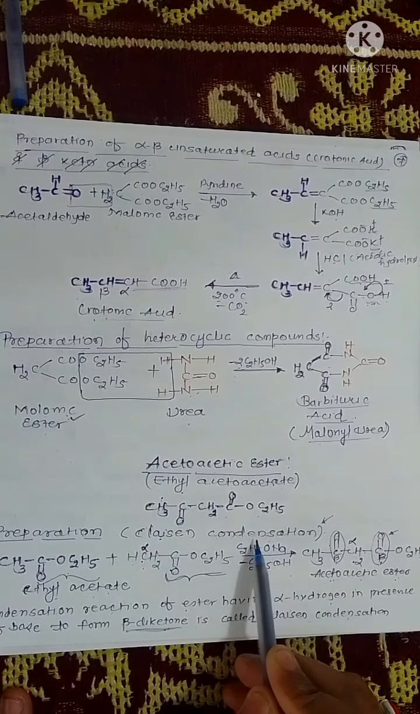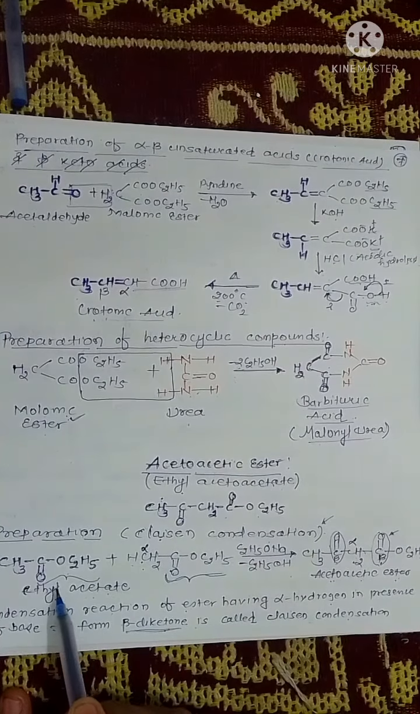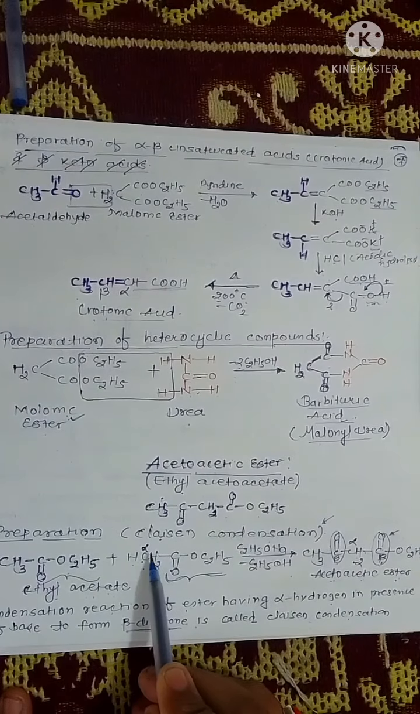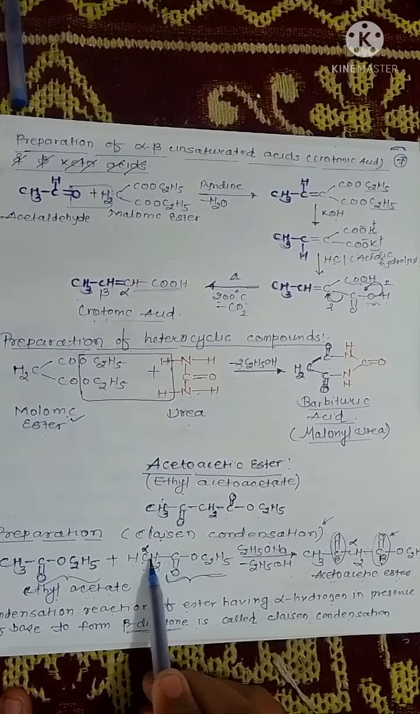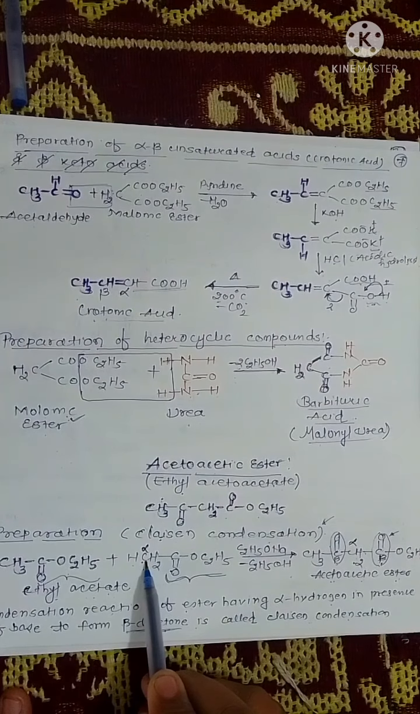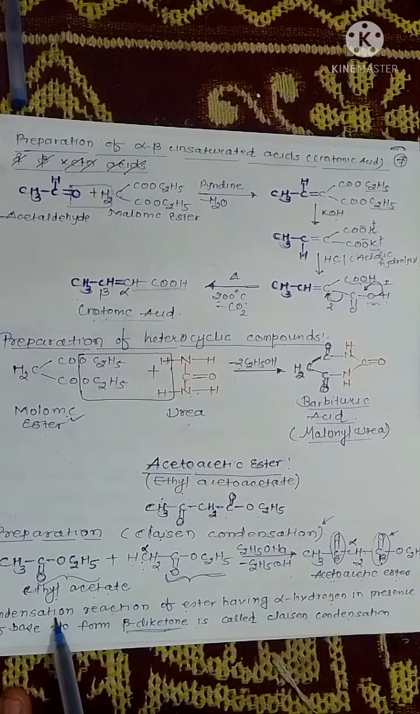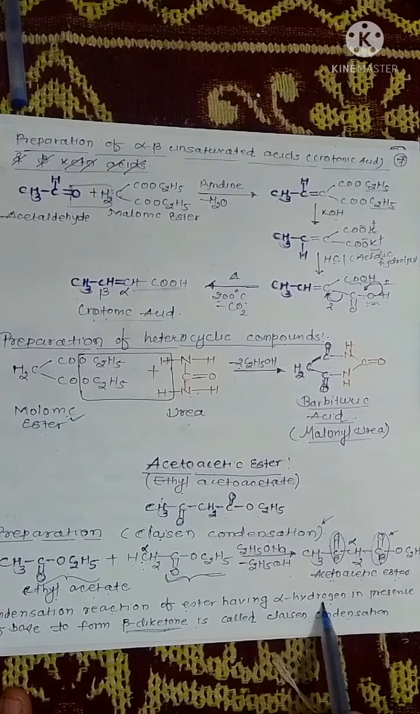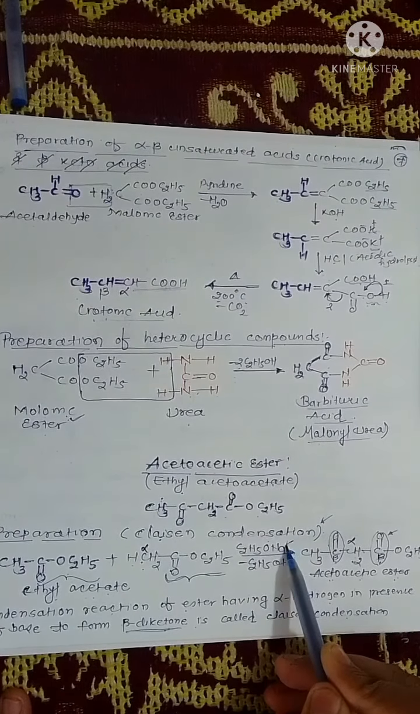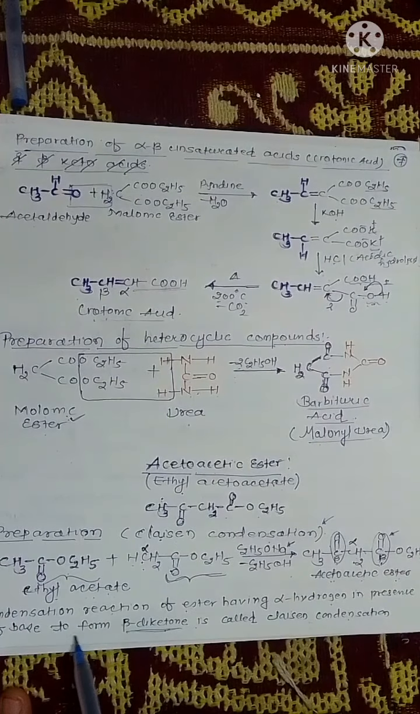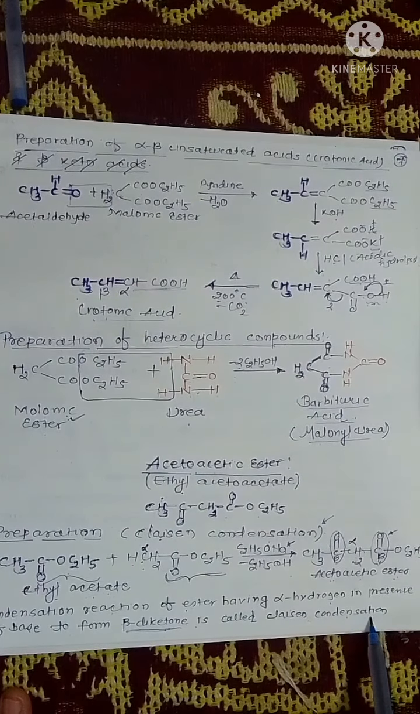What is Claisen condensation reaction? When an ester molecule having alpha hydrogen atom. What is an alpha hydrogen atom? A hydrogen atom which is present on the alpha carbon atom. So the condensation reaction of an ester having alpha hydrogen in presence of a base, sodium ethoxide here is the base, to form a beta diketone is called Claisen condensation.